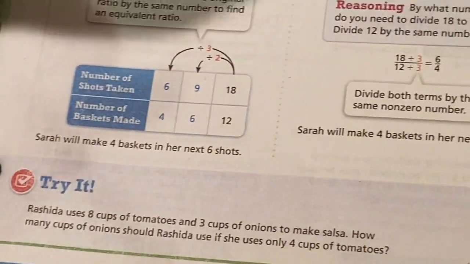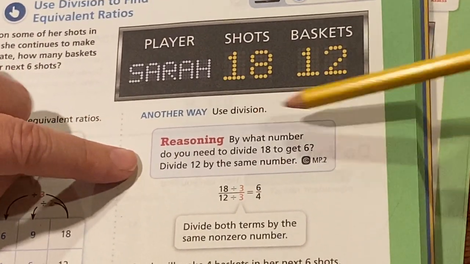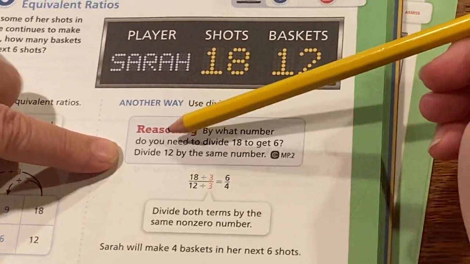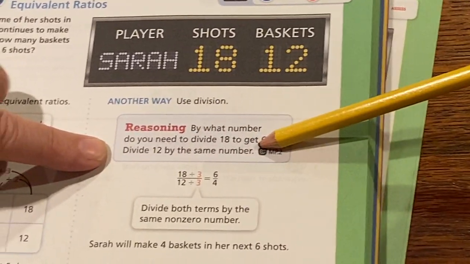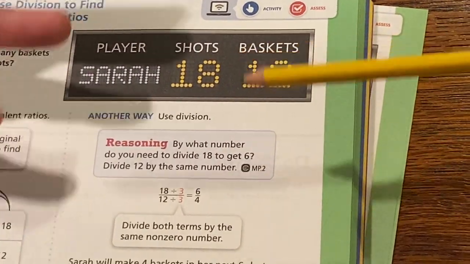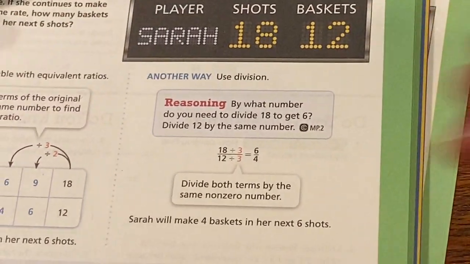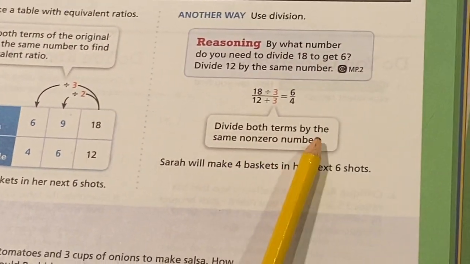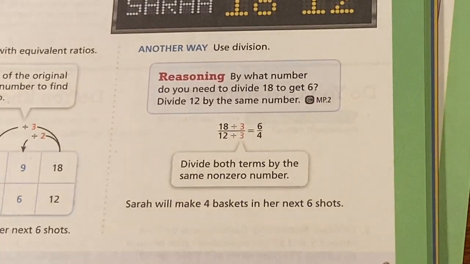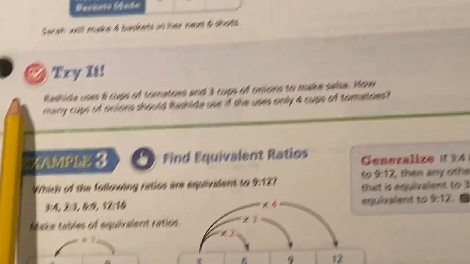And here's another way of just using division. By what number do you need to divide 18 to get 6? Divide 12 by the same number. Doesn't that remind you of fractions? Whatever you do to the numerator, you have to do to the denominator. It's the same concept. Divide both terms by the same non-zero number. Sarah will make 4 baskets in her next 6 shots. Say it with me.